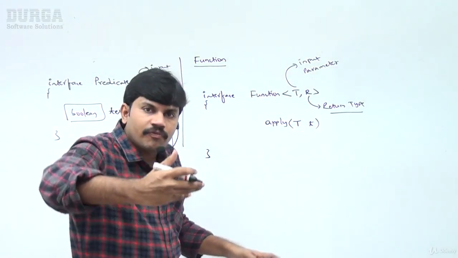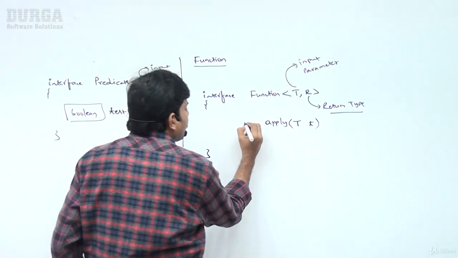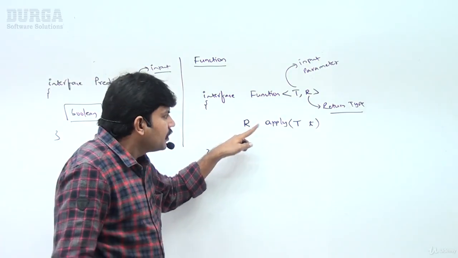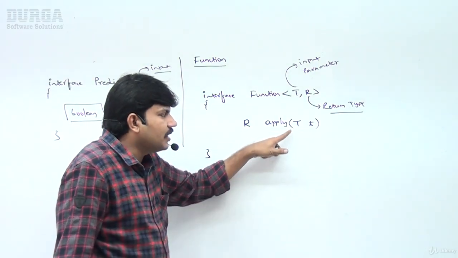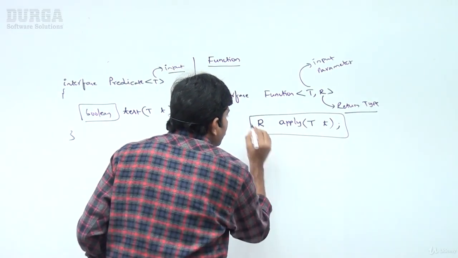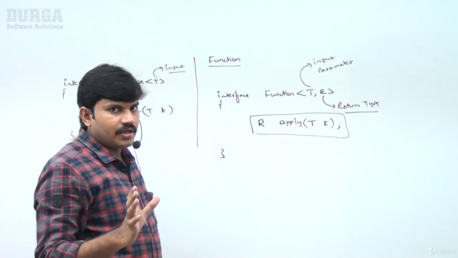And after performing that functionality, can you please return this type? R is the return type. Next, T is the input type. This is the Function interface method. Everyone can understand, right?